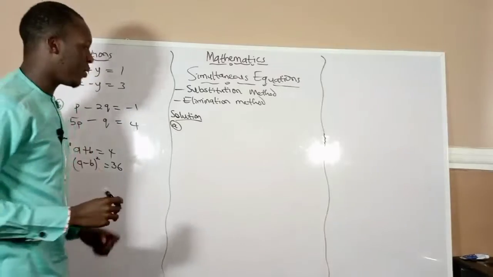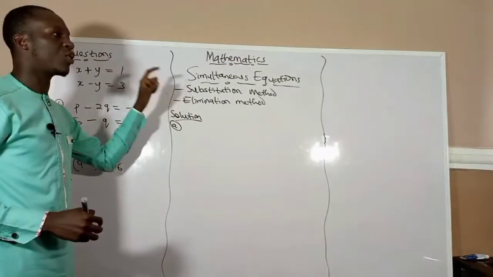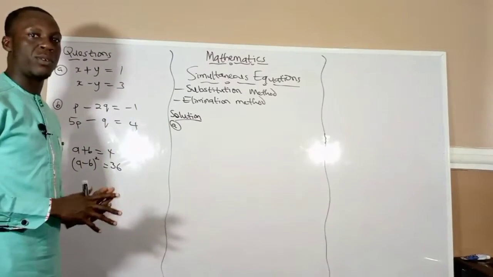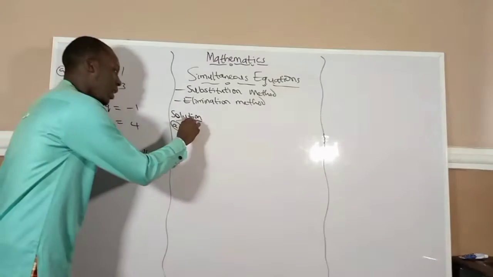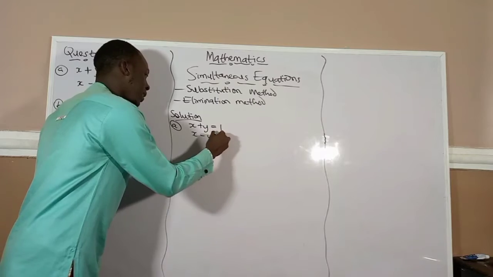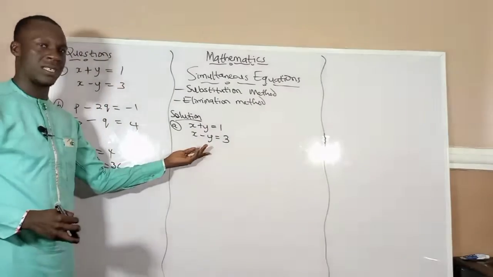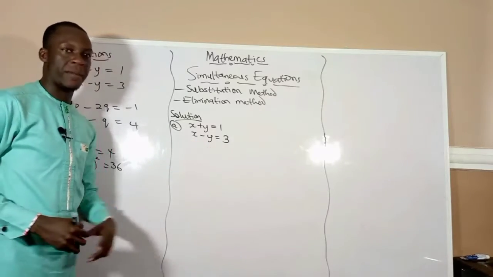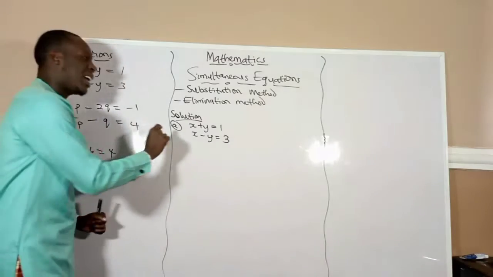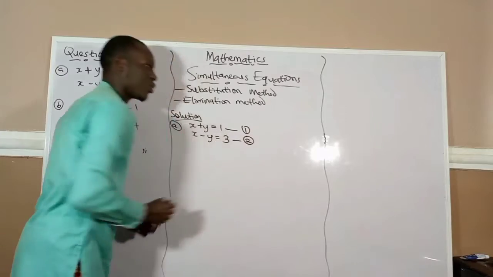For the purpose of this video, I'm going to be looking at how to solve simultaneous equations using the substitution method. And I have three questions that we're going to be looking at together. The first one is x plus y equals 1, and then x minus y equals 3. Now, how do I solve this? What is x? What is y? I want to solve using the substitution method. This is the first thing to do. Kindly note your equations. Call this equation 1 and call this equation 2.